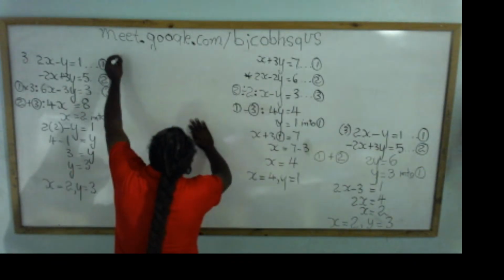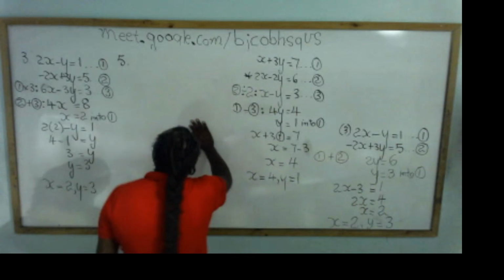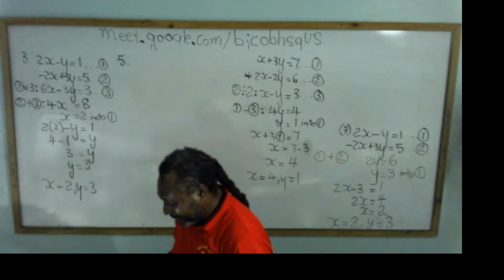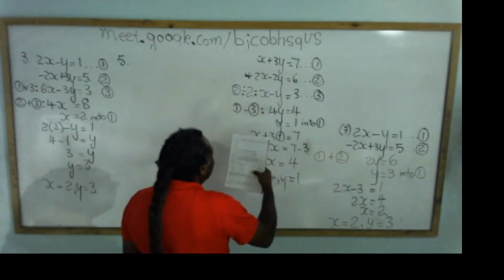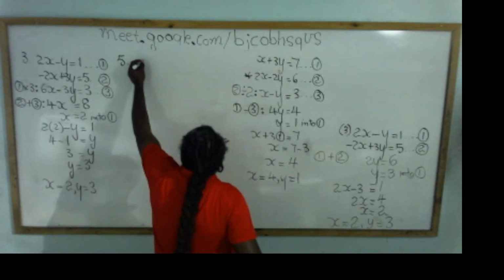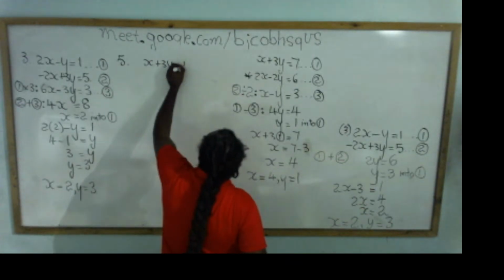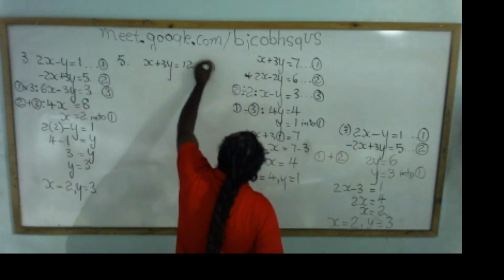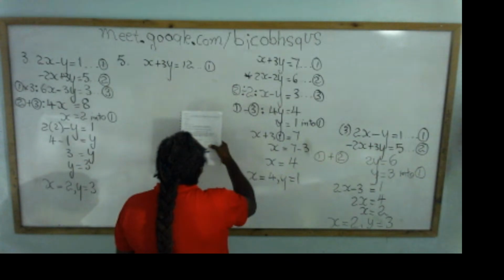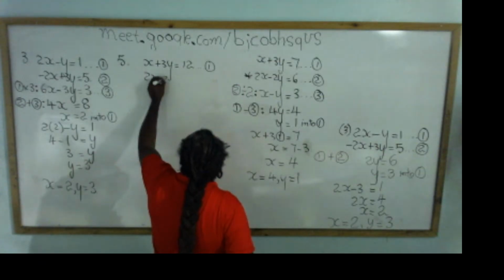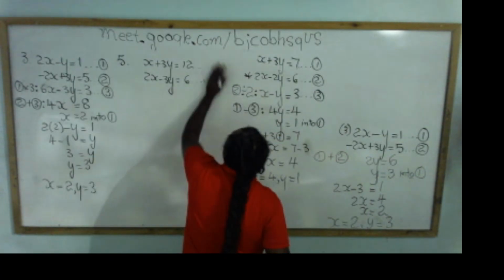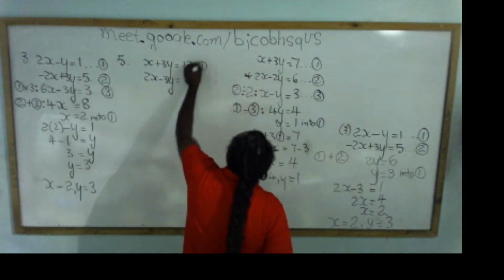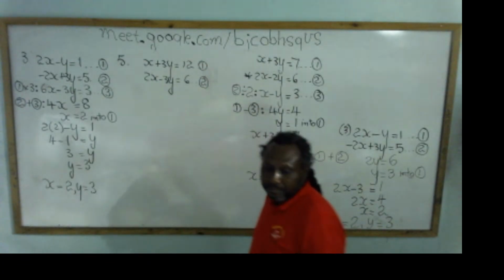Number 5. What does number 5 say? I think that everyone will have a grand time with the first take on number 5. X plus 3y is equal to 12, and that is equation 1. What else? 2x minus 3y is equal to 6. That is equation 2. There you go.